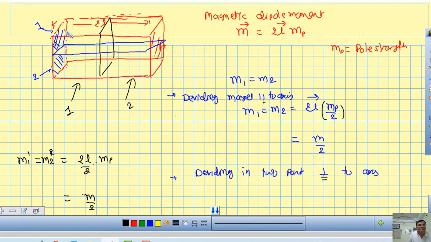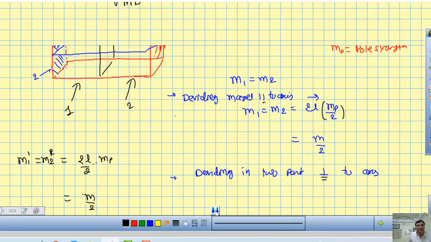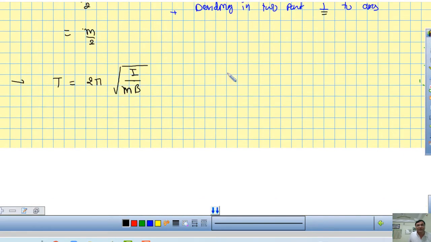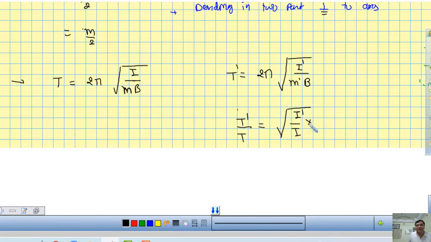Parallel, so upper part and lower part. So T prime is equal to 2 pi root of the same expression. Is the moment of inertia changed? We need to check all the variables. If you cut, definitely it will change. Magnetic moment also changes. Magnetic field does not change. So I can write T prime upon T is equal to this upon this, and 2 pi will cancel. So you will get root of I prime upon I into M prime upon M.